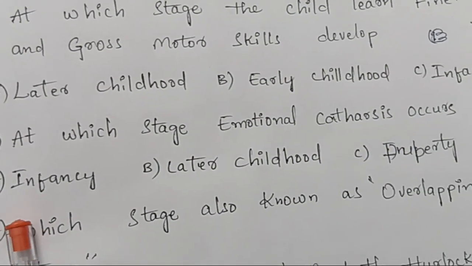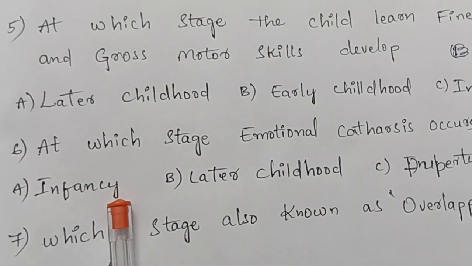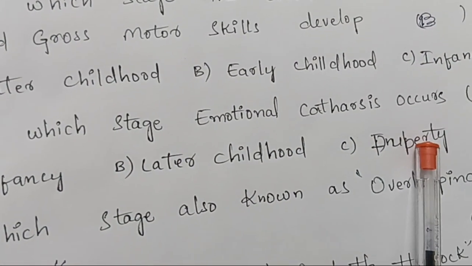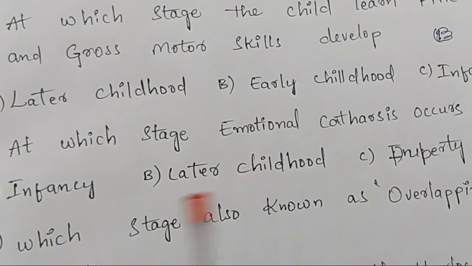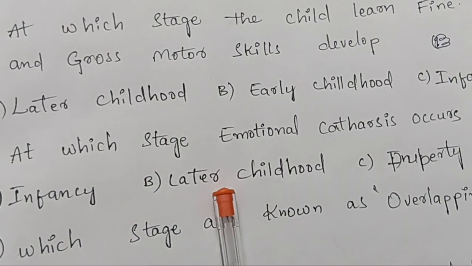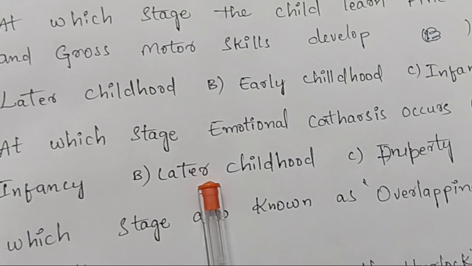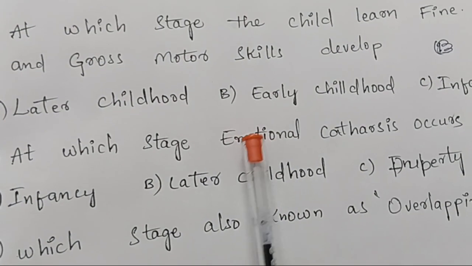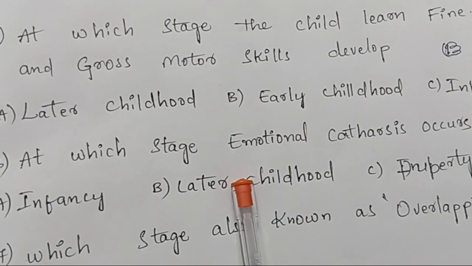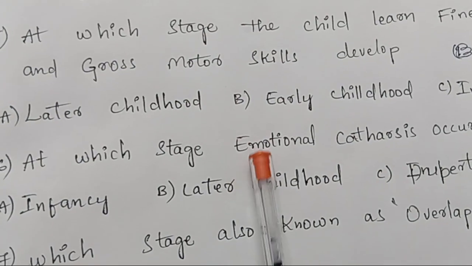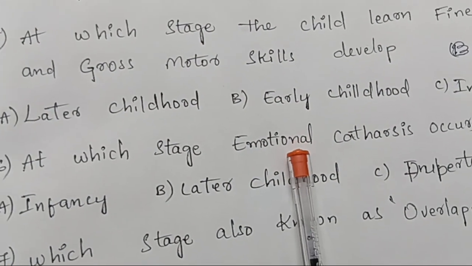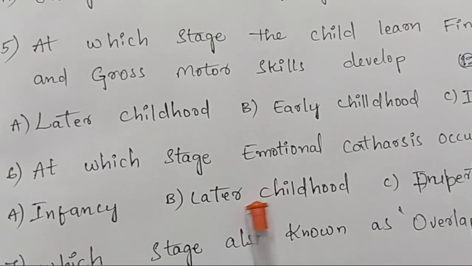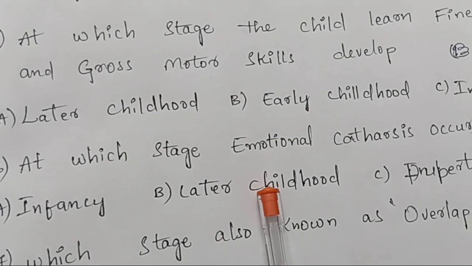So what are the options? Option A, infancy. Option B, later childhood. Option C, puberty. Comparatively, among these three options, later childhood is the correct answer. Why? Because the later childhood age tells that the child will cry over emotional stress, from our previous videos, right? Later childhood stage. Option B is the correct answer.